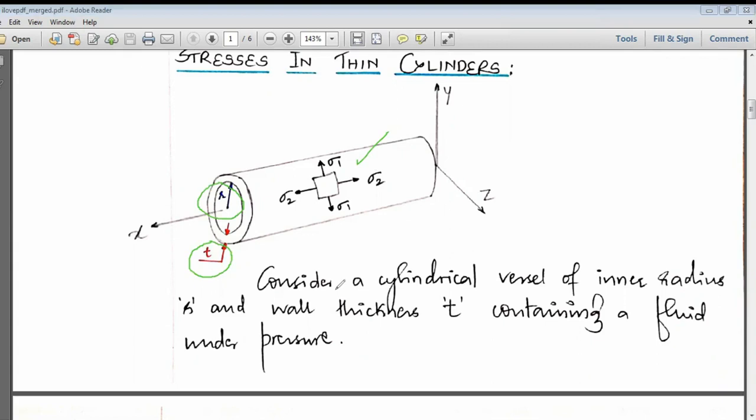So that is what I have written here. Consider a cylindrical vessel of inner radius R and wall thickness T containing a fluid under pressure. I'll assume that there is a fluid inside which is flowing or stored initially, so it is under certain pressure. Now let us check out what these stresses are. What is sigma 1 and what is sigma 2? How do we represent them?